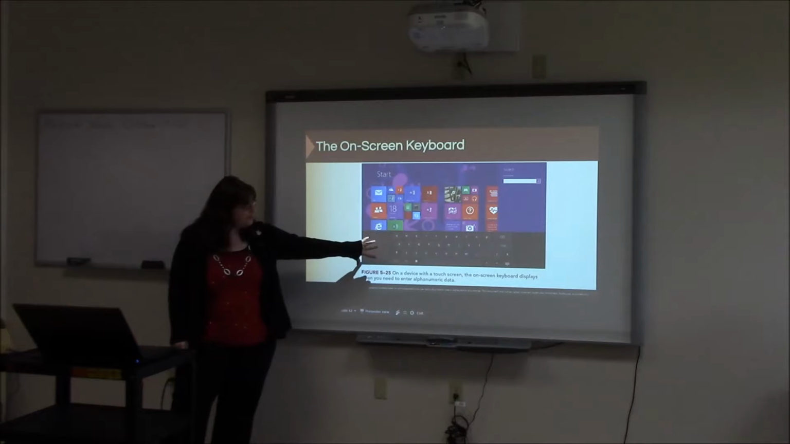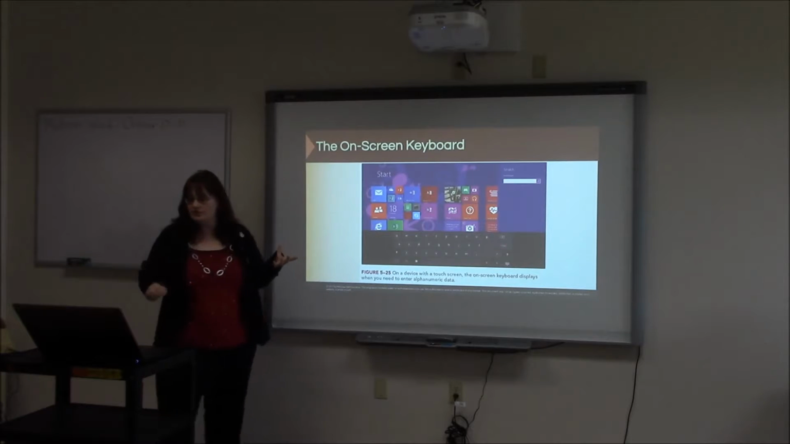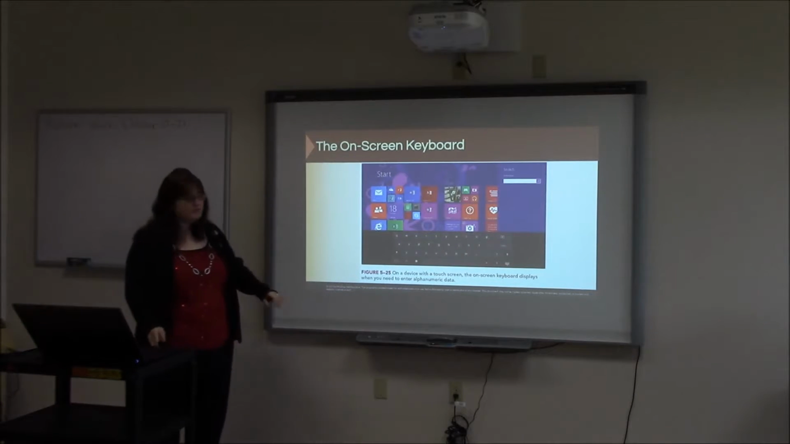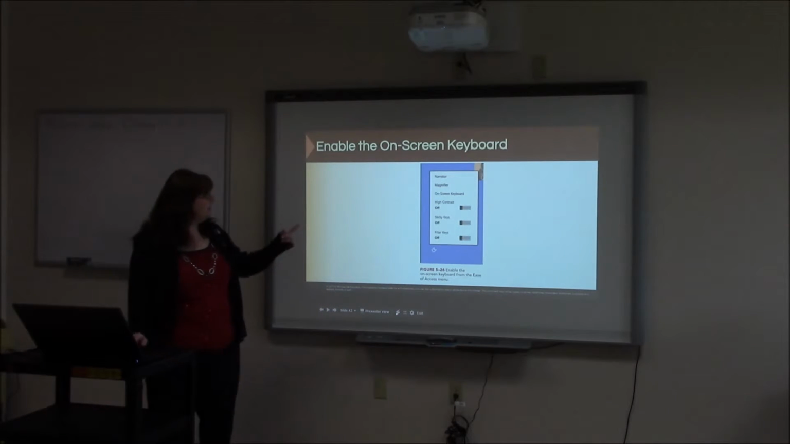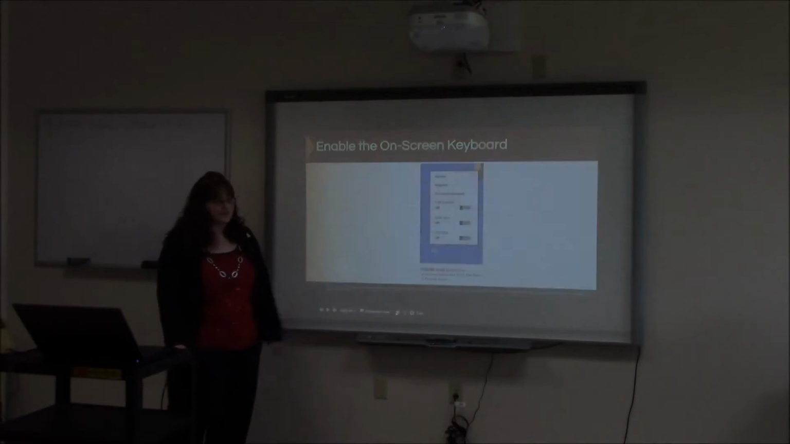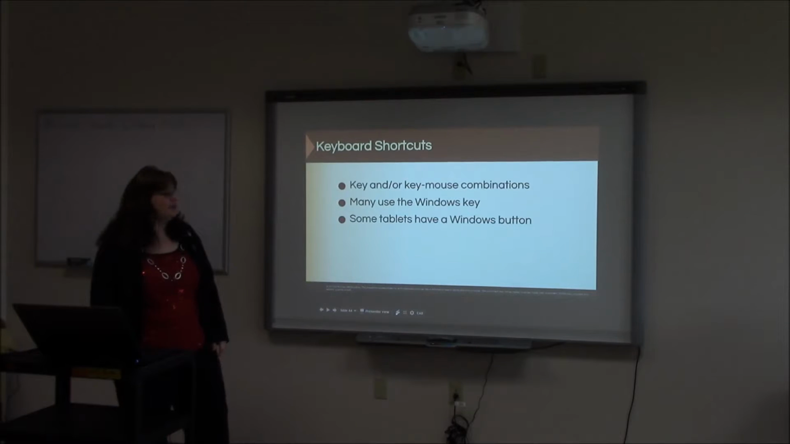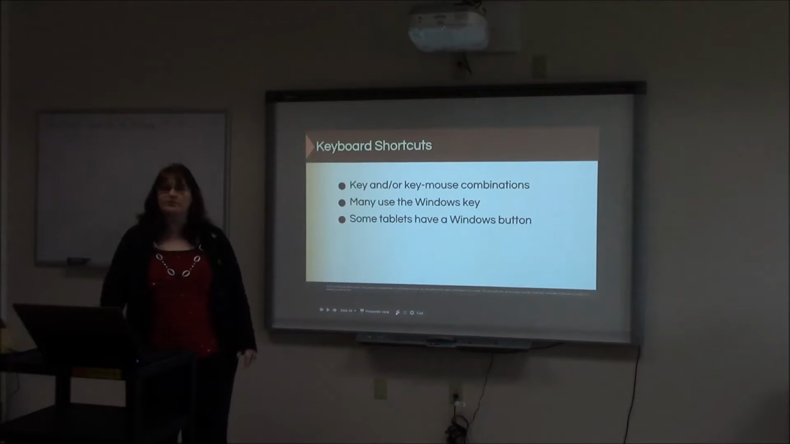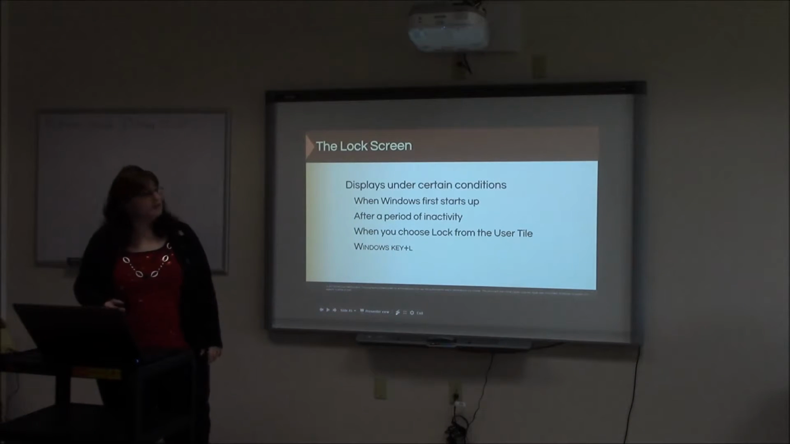Without a keyboard, you can have the on-screen keyboard where you can type. So when it senses you've gone to something that has text in it, it will normally just pop that up for you. Or you can enable or disable that. That's in the ease of access menu. There's some key and keyboard mouse combinations. A lot of them have to do with the Windows key, like that power user menu we just talked about. Some tablets will have a Windows button on them, especially if they're Microsoft branded.